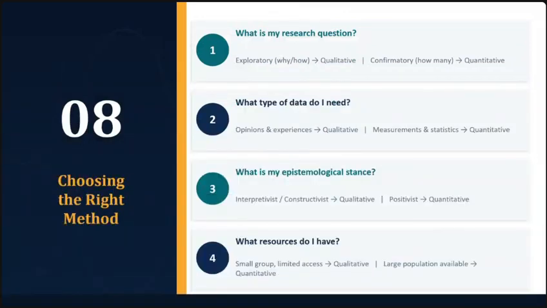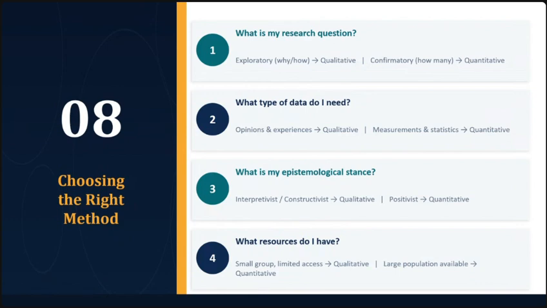Now, choosing the right method. So, how do we choose the right method? There are four key points. First, the research question. If the question is why or how, we should choose the qualitative research. And if the research question is how many or how much, then we should choose the quantitative method.